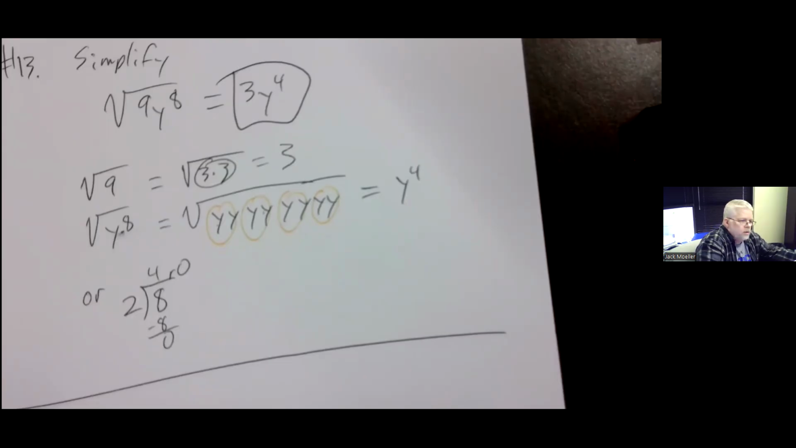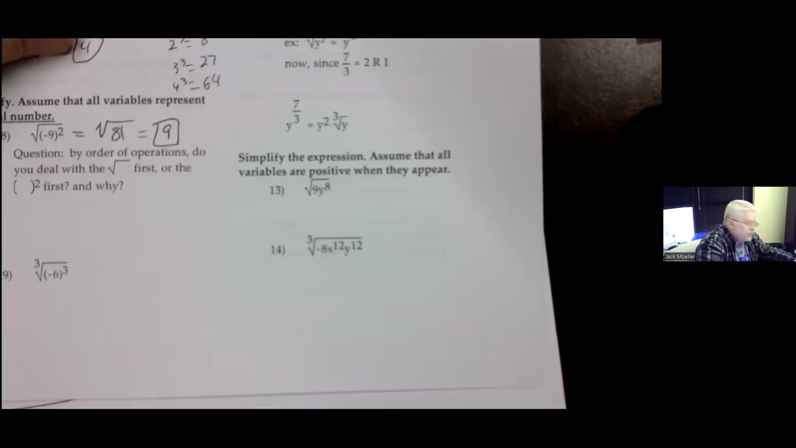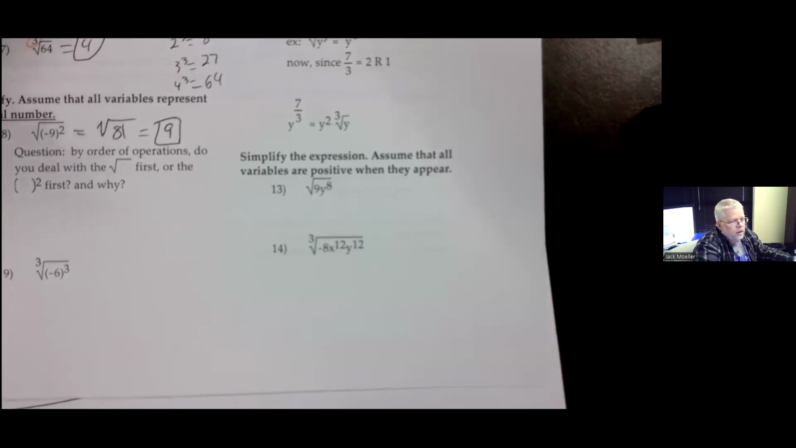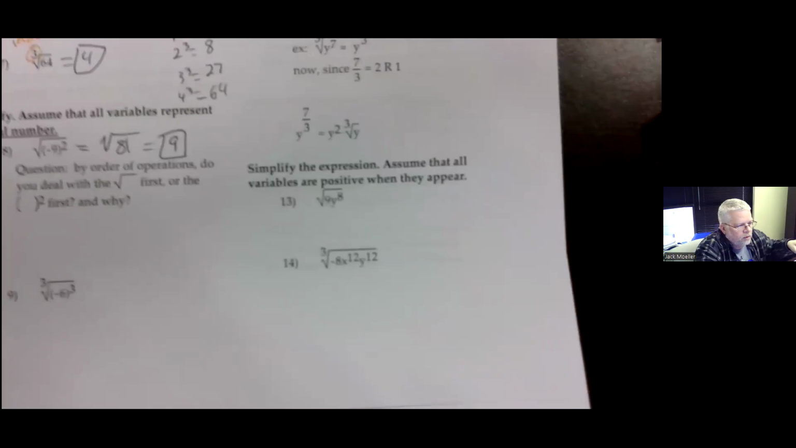How about, let's show you here. Number 14, the third root of negative 8 x to the 12th, y to the 12th. I don't know if it's my eyesight or if it's just the camera that looks a little out of focus. I apologize.